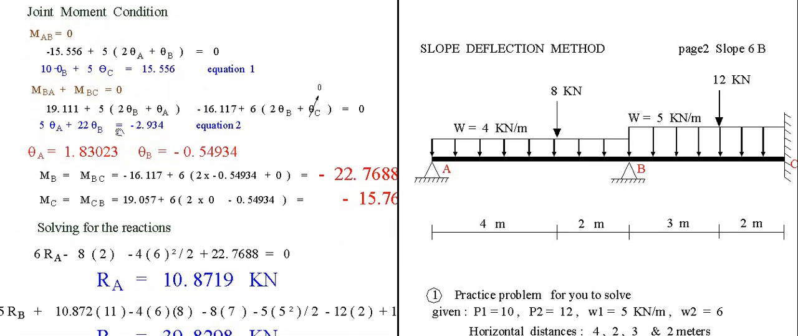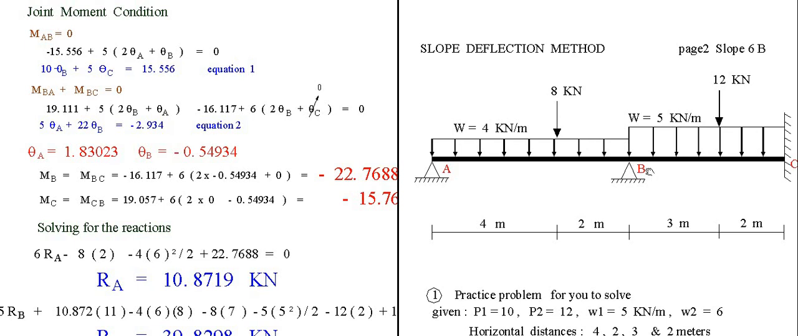The next equation is that the moment BE plus moment BC is 0. Here we have to interpret this. The moment at BE, or left of B, is positive. Remember, this is positive, this is negative, negative, positive, then negative, then positive. The moment at B on the right is negative. The moment on the left is positive.